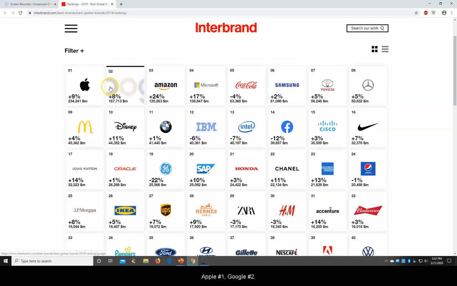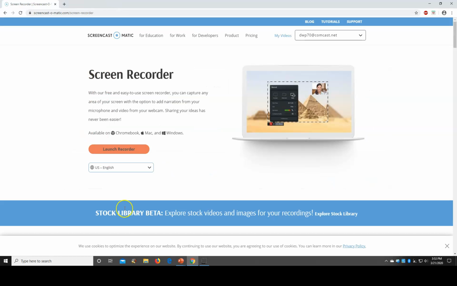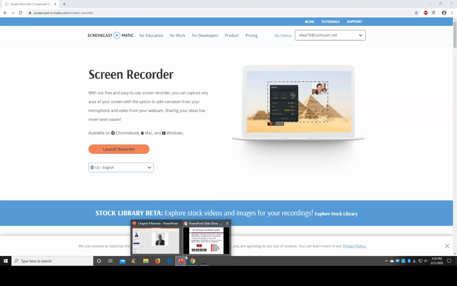Apple 1, Google 2. And so they estimate how much a brand is worth. What's the premium, the excess over apparent worth?